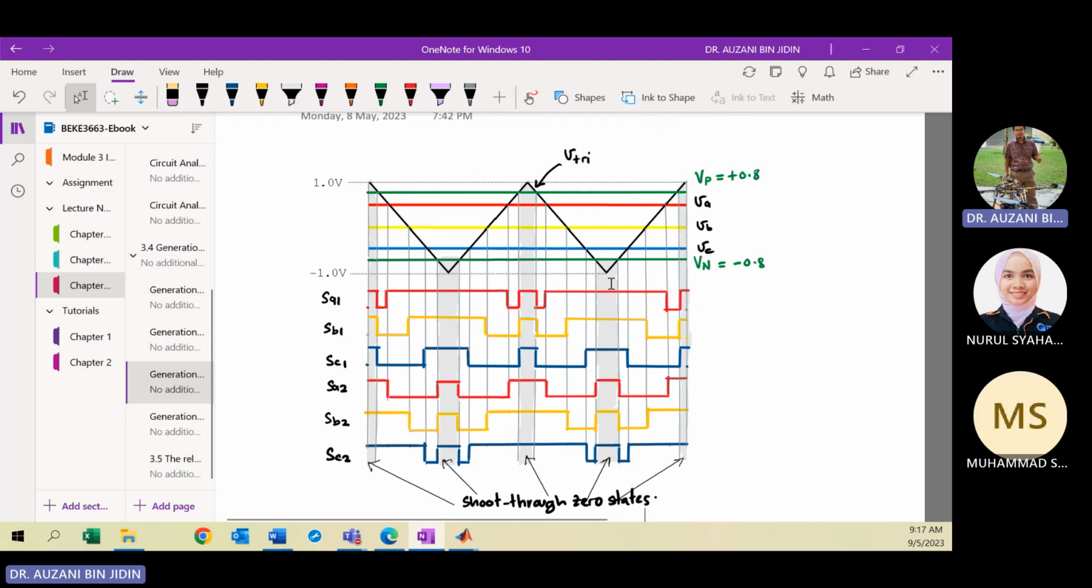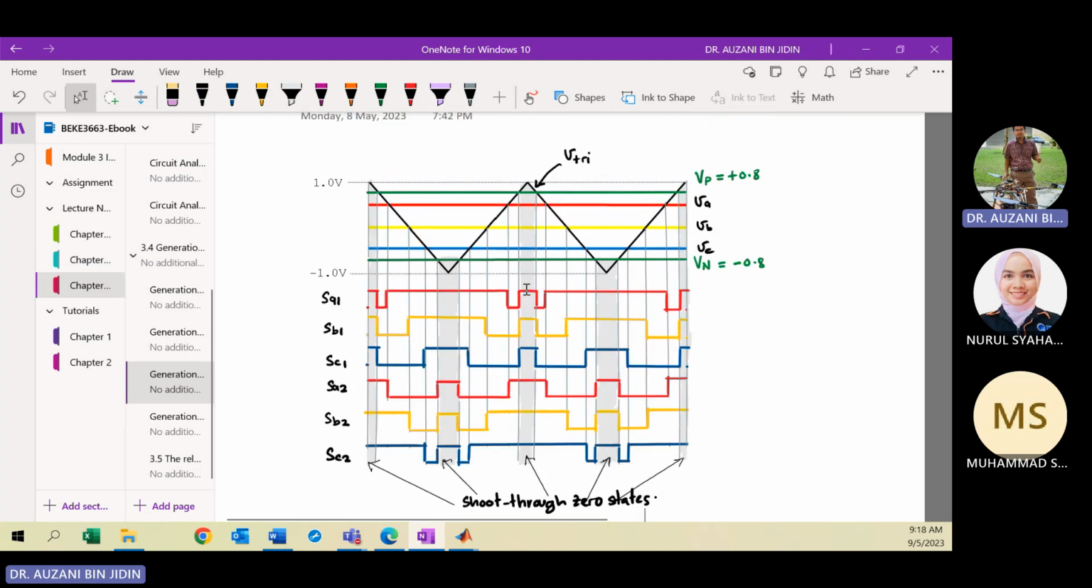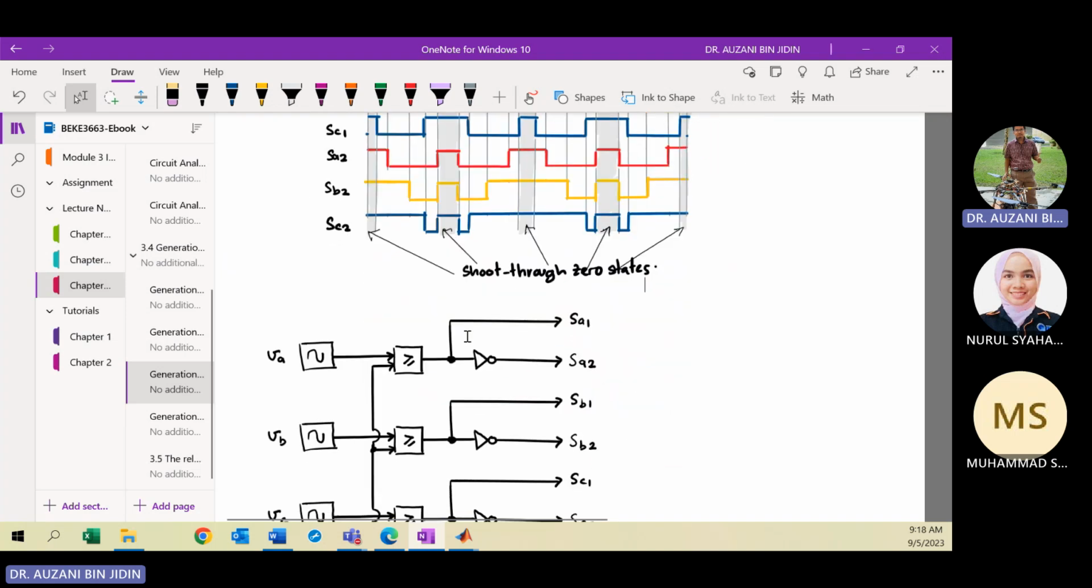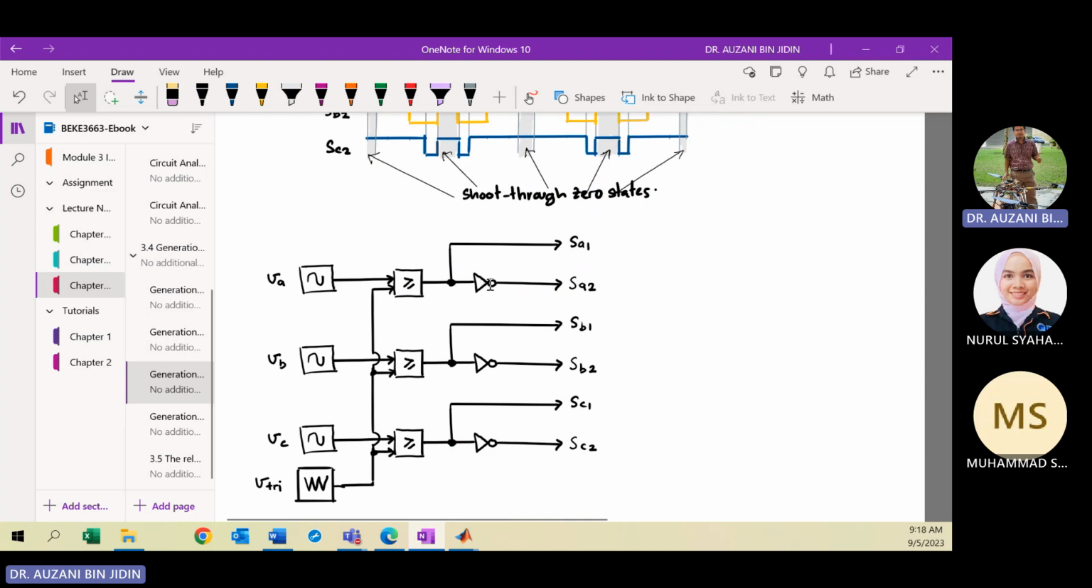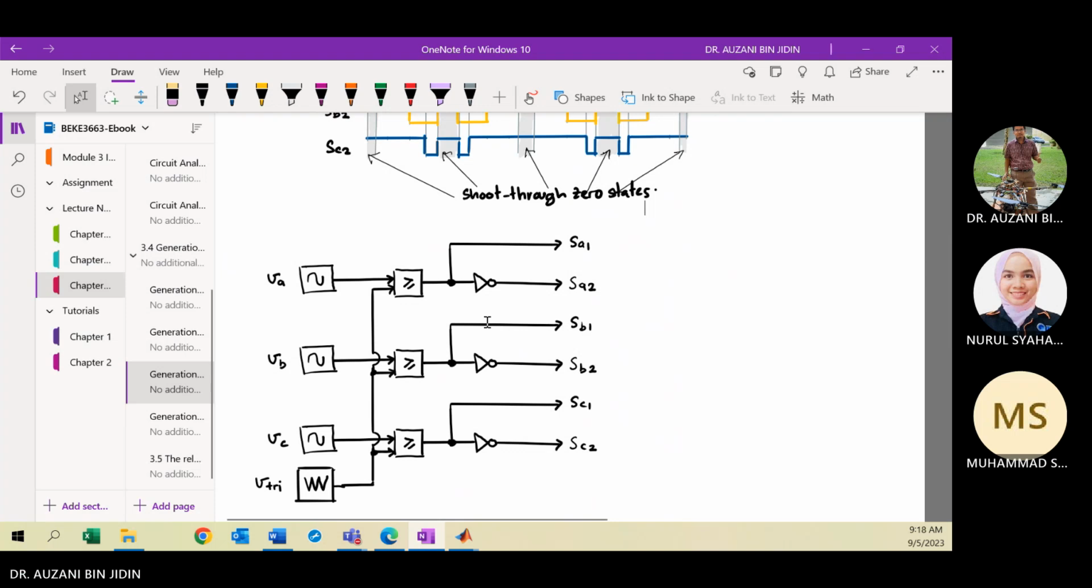Okay, we proceed with our class. We have discussed how to sketch the switching state produced from the Z source inverter. So now, how to construct the circuit, where the circuit is responsible to generate these switching states. Actually you can start from the PWM circuit for sinusoidal pulse width modulation, the conventional SPWM method, where the states are generated based on comparison between these three modulation signals and a single triangular.